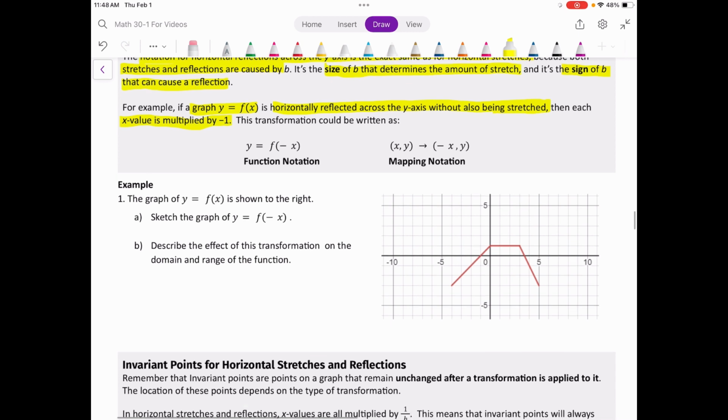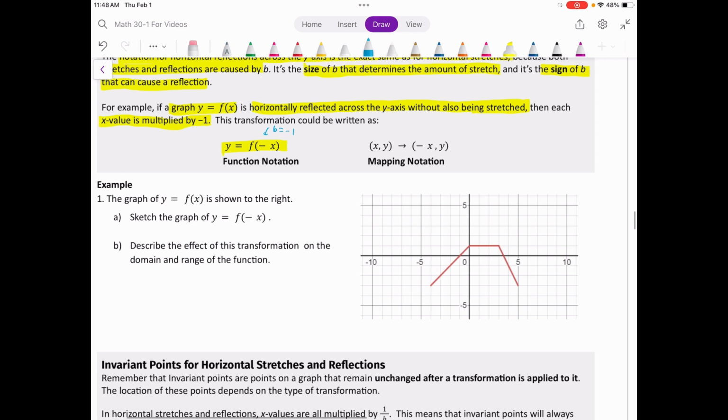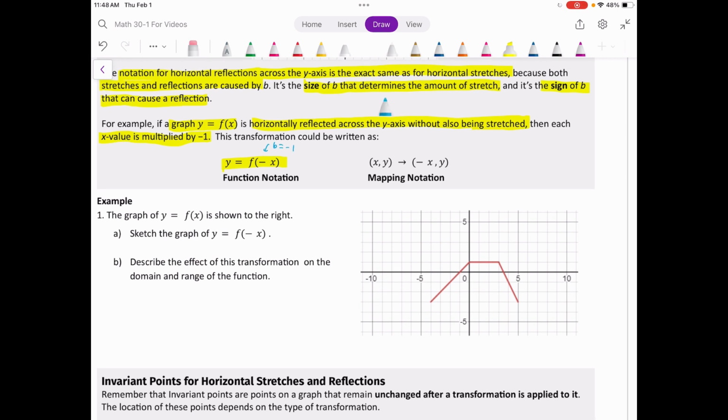And so we could write that transformation in function notation as y equals f of bx. Well, our b is just -1, so f of -x. -1 times x is just -x. In mapping notation, same thing. b is -1. We multiply each x by 1 over b. So it's 1 over -1, but that just still means it's -1. 1 over b is also -1. And that's what we're doing. Mapping notation gives direct instructions on what you're doing to each point. So for a horizontal reflection, what are you doing to each point? You're changing the sign of each x.